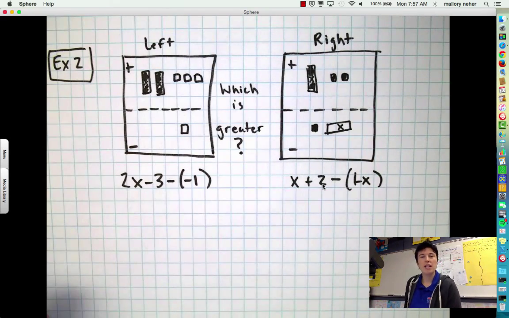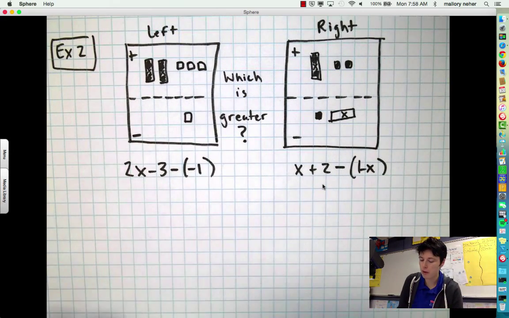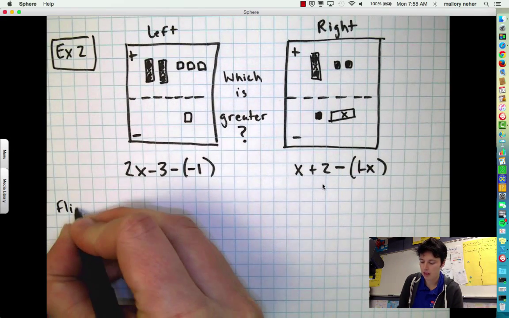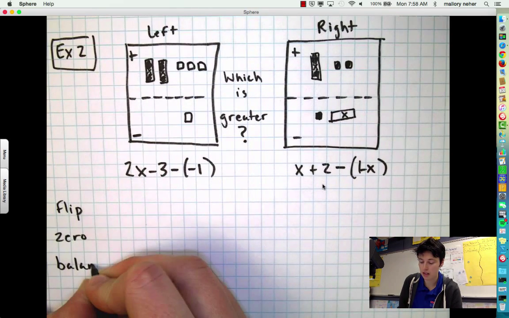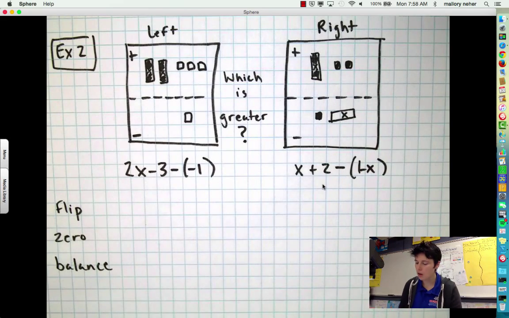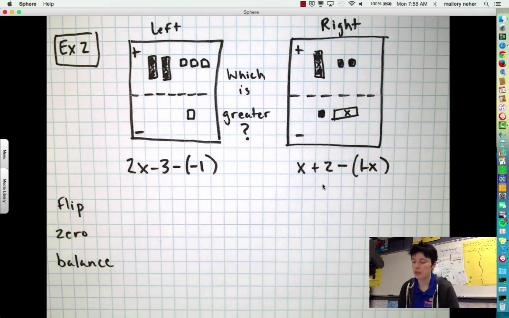So now I go on to my next step, solving this problem, figuring out which is greater, the left or the right. So remember my moves. I can flip, I can zero, and I can balance. Those are the 3 things I can do. Okay, so I like to start with flip first. It's not a requirement though. There's lots of ways you can do these.